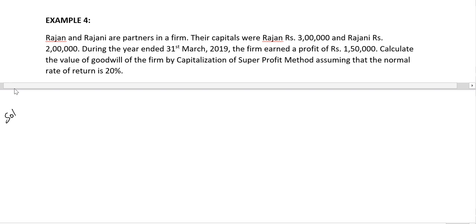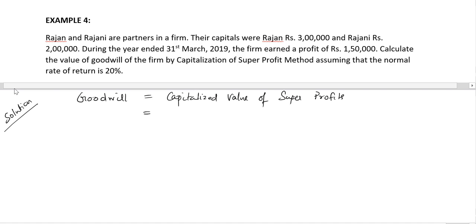So let's go ahead with the solution. We need to value goodwill based on capitalization of super profits method. So goodwill is equal to the capitalized value of super profits, which is equal to the super profits into 100 divided by the NRR.